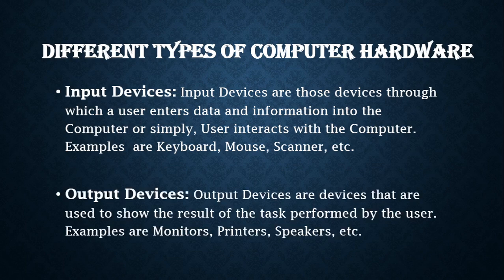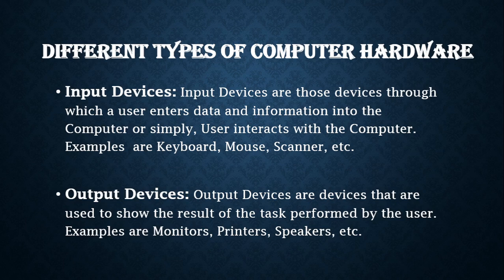Next thing, output devices. Output devices are devices that are used to show the result of the task performed by the user. So all the processing that is being done and the result must be displayed to the user. Those devices that are used for the purpose of displaying the result to the user are known as output devices. Examples are monitor, printer, speaker.